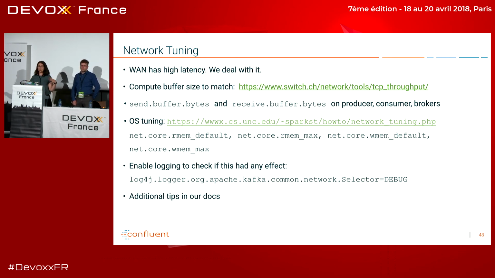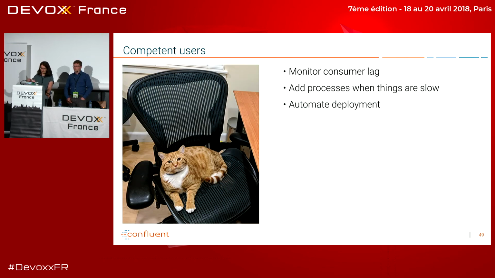And then you want to enable the network selector debug rate to check if it had any effect. And then stop running it in debug because it uses a lot of I/O and you don't really want it. But make sure it's very easy to just change one parameter and wonder, oh, it didn't do anything, this thing is just crap. So make sure that what you did had an effect.